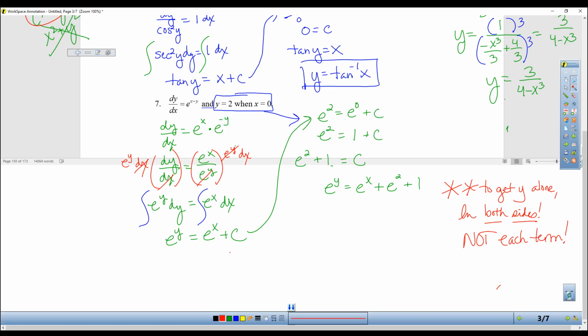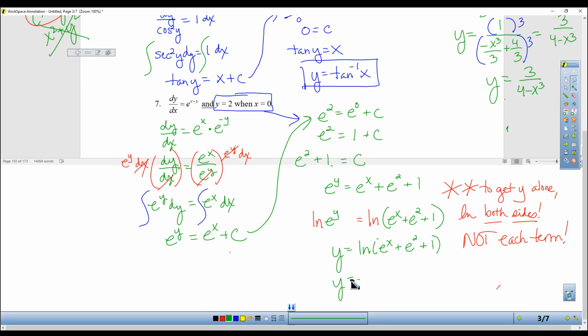You can't take the ln of terms. You have to do it of the entire side. ln and ln. What you do to one side, you do to the other. Not you do it to one side 3 times, and this side only once. So ln of e to the y and ln of e to the x plus e squared plus 1. And then on this side, you just get y. And on this side, you get natural log of e to the x plus e squared plus 1.